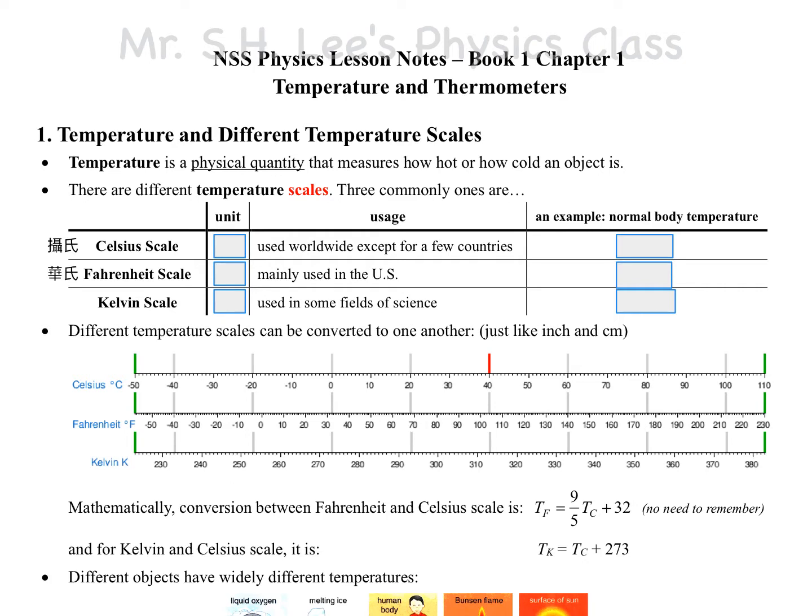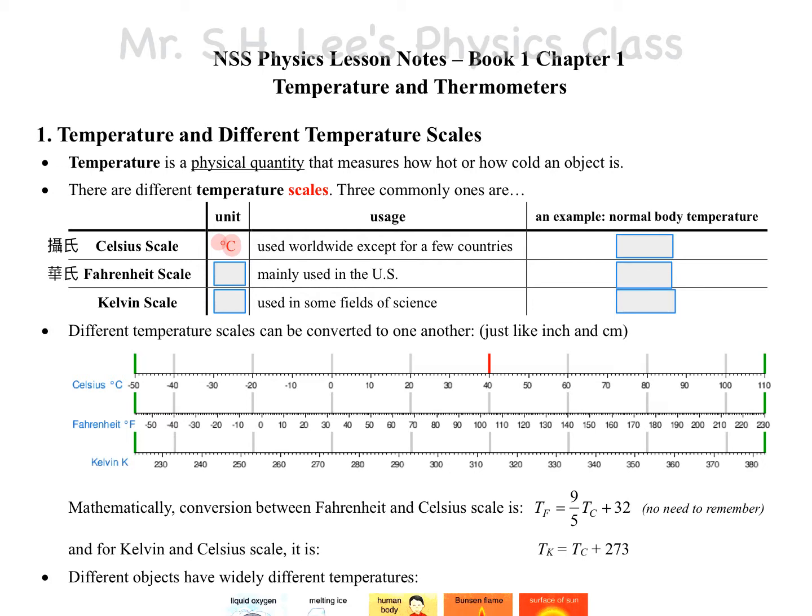Let's start with the units. For the Celsius scale, the unit is degrees Celsius. Please note that it is degree Celsius. Don't miss out the degree. The entire degree and C combined together is the unit itself. The Celsius scale is used worldwide except for several countries like the US, in which they use the Fahrenheit scale.